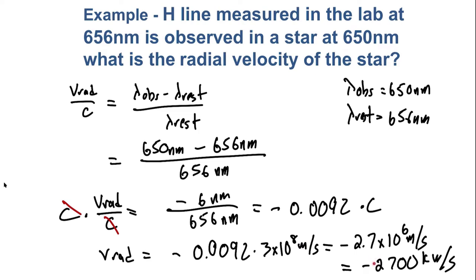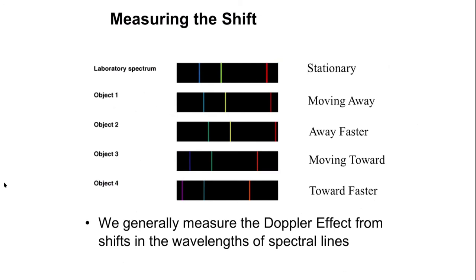This negative sign also means that the wavelength has gotten shorter and that object is moving towards you. Positive is away, negative is towards. Okay, so how does this work in practice? In practice, you actually see a spectrum, right? You see maybe emission lines, maybe some absorption lines, and maybe there's some pattern.